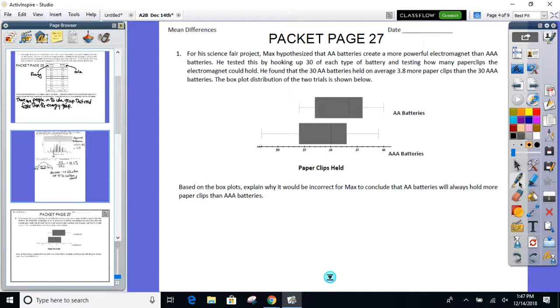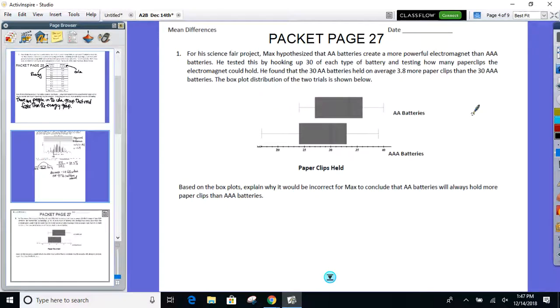All right, so here we go. Here's what Max did. He took 30 AA and 30 AAA batteries and saw how many paper clips each could hold, and he made this beautiful box and whisker plot. Based on these plots, why is it incorrect for Max to say AA batteries will always hold more? Just based on the box and whisker.